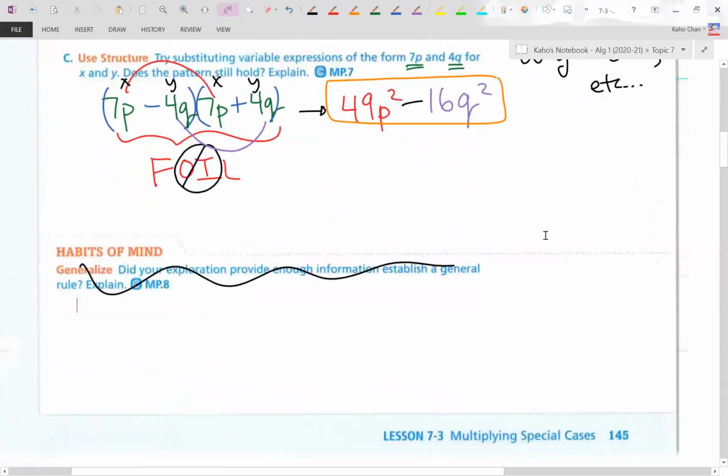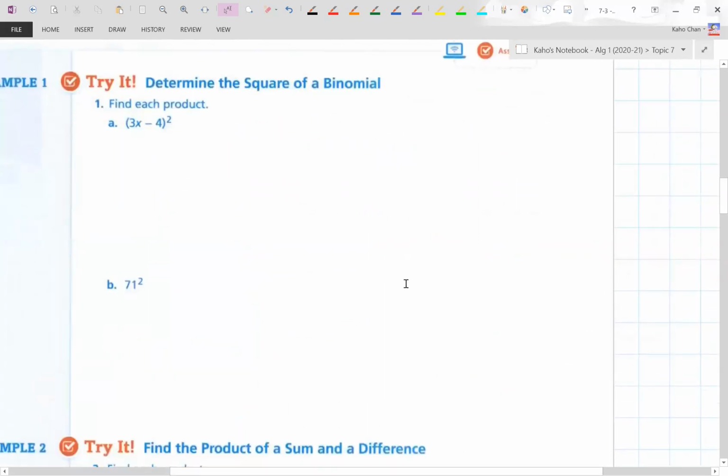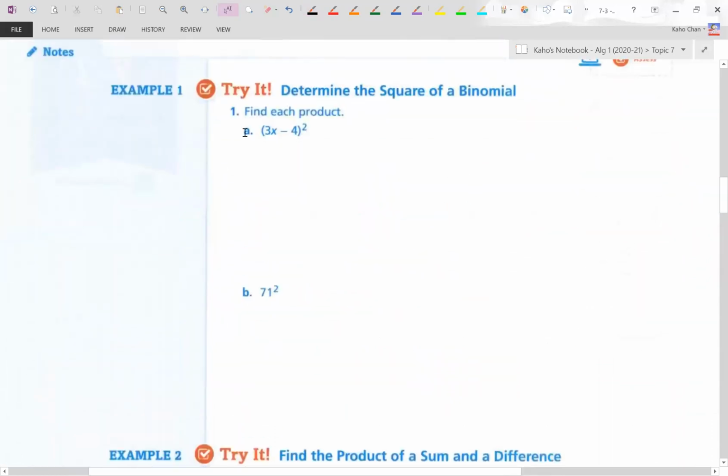Let's jump to the next page. All right. Let's try this one. So the opener was a product of a negative and a positive. Here, number 1a, be careful before you jump into thoughts like, oh, I know what to do here. Be careful with number 1a. Don't do this. 3x minus 4, the whole thing squared, is not the same as this: 3x squared minus 4 squared. It is not that, okay?